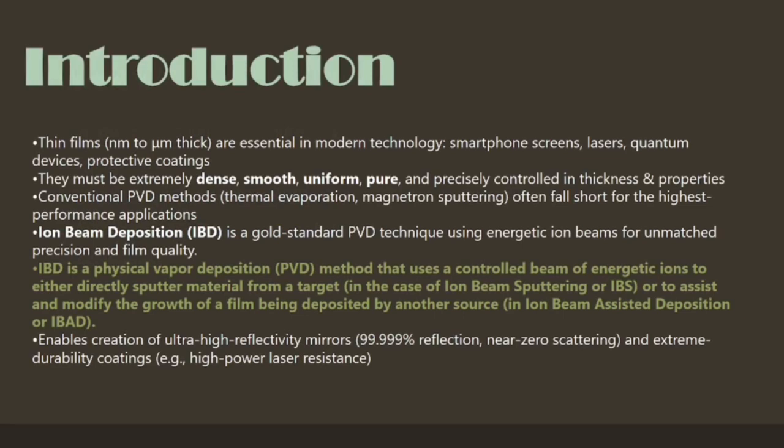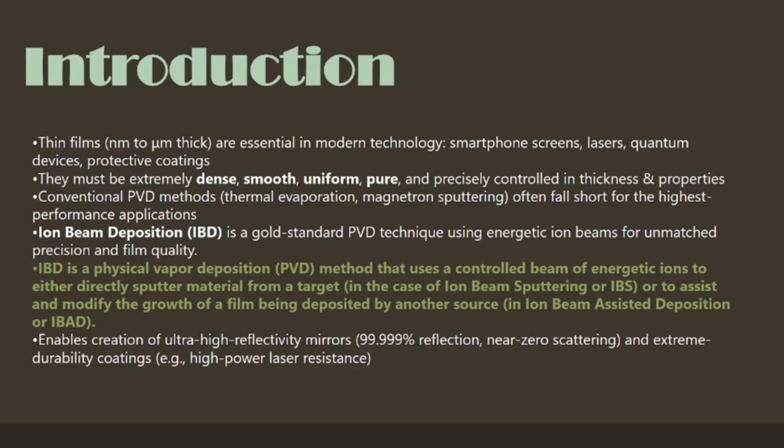This ion beam deposition is mainly a part of physical vapor deposition. What is this physical vapor deposition? It's a vacuum based method where solid materials are vaporized and condensed on a substrate to form thin films. Unlike chemical vapor deposition, where we use chemical reactions to form the thin films, here there are no chemical reactions happening, and it's all a physical process like evaporation or sputtering.